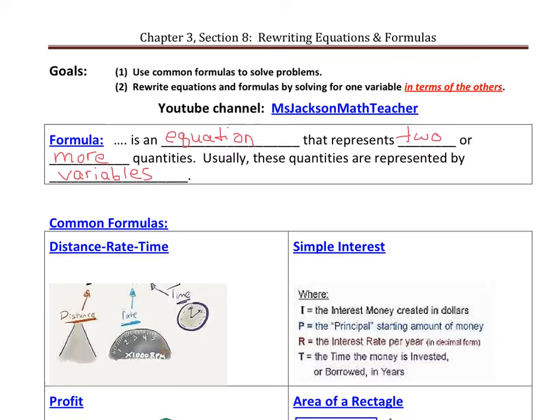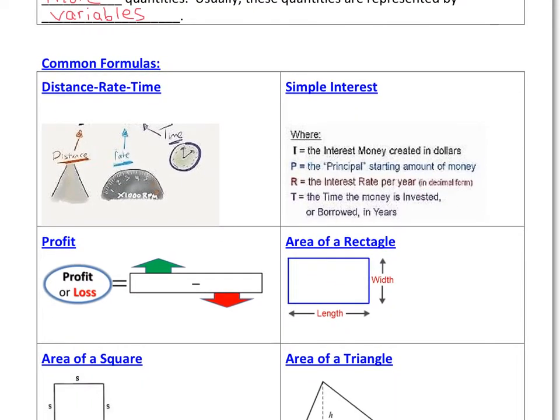Okay, so let's start out with some of the common formulas. First one is distance, rate, time. And the distance is the length or how long, how many miles, etc. that you traveled. And the rate is another word for speed. That's why I have a speedometer shown here. And you multiply that by the time that you've been traveling. So distance, here, d equals rate times time.